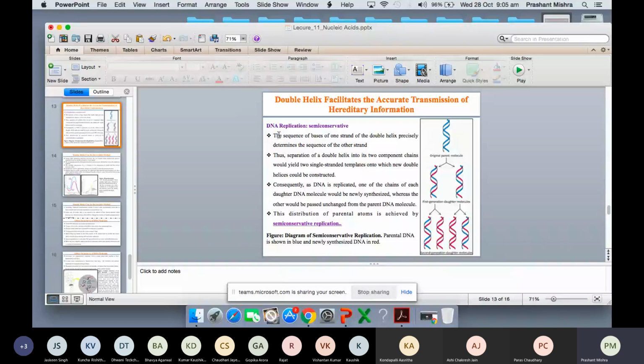Then we have talked about the semi-conservative transmission of information from one generation to another generation. So when you look at DNA replication, DNA replicates in such a way that one strand is always the parental strand and the next strand is the daughter strand. And that's why it was called the semi-conservative model.